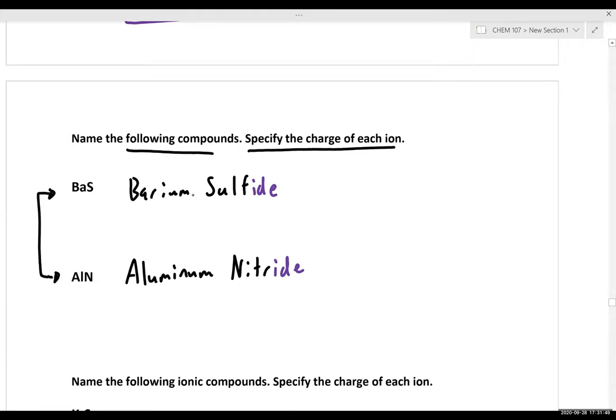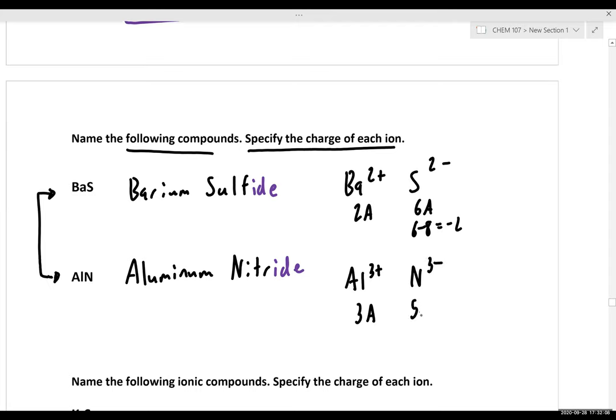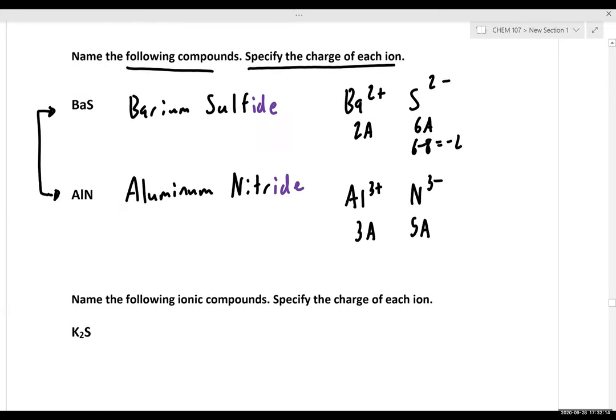If we wanted to specify the charge, we know barium prefers a 2+ charge as it's a 2A element, and sulfur prefers a 2- charge as it's a 6A element. Aluminum prefers a 3+ charge as it's a 3A element. Nitrogen prefers a 3- charge as it's a 5A element. Just for completeness's sake.